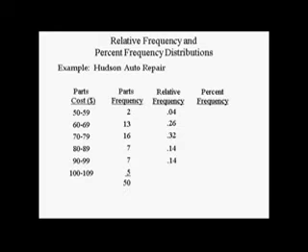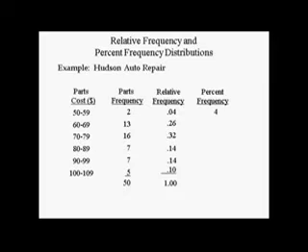The frequency of invoices between 100 and 109 is 5. The relative frequency of this interval is found by dividing 5 by 50. So the relative frequency of the last interval is 0.1. The sum of relative frequencies is always 1. The sum of frequencies is always n, in this case 50.